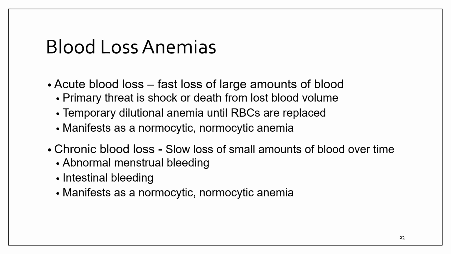This restores volume but dilutes the remaining red blood cells. That's why labs may show decreased hematocrit and decreased hemoglobin, even though the cells themselves still look normal. Histologically, this produces normocytic, normochromic anemia, meaning normal size, normal color, just fewer cells per field.